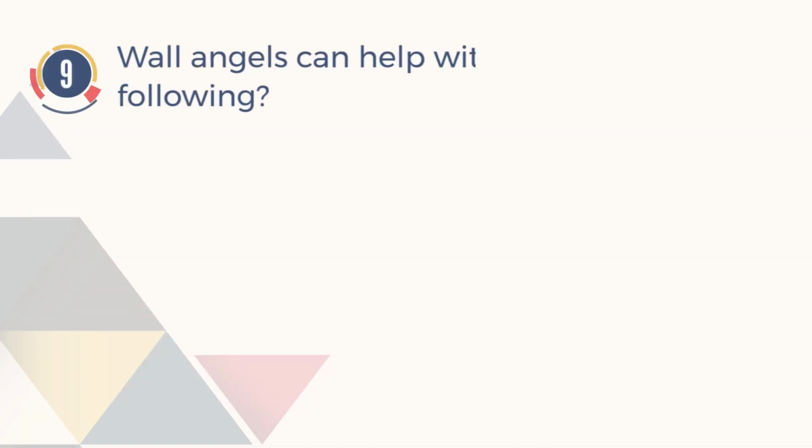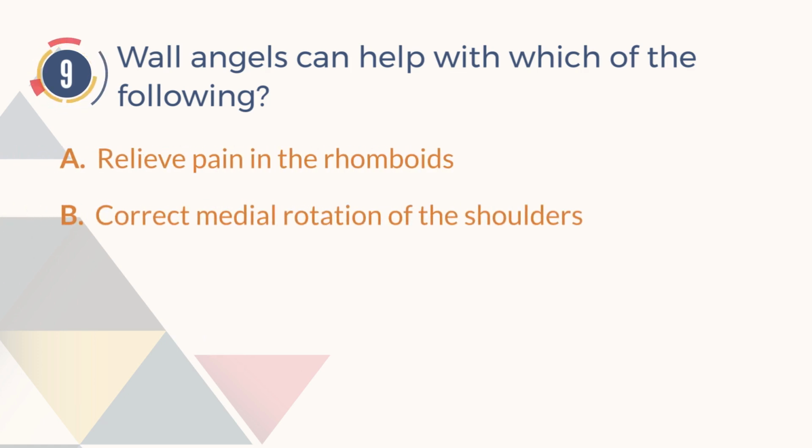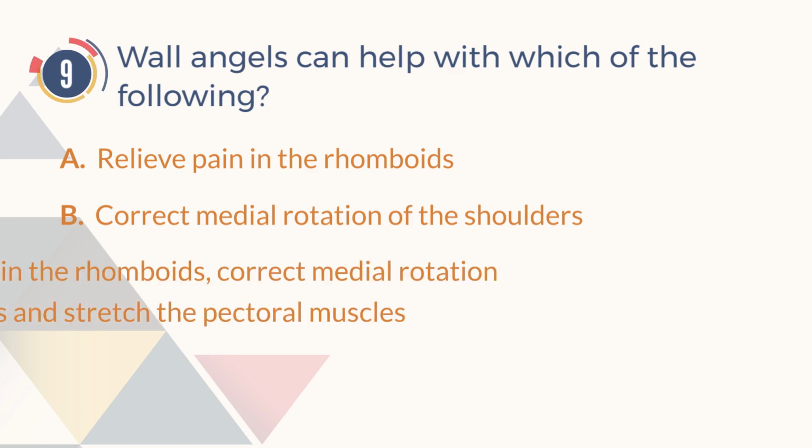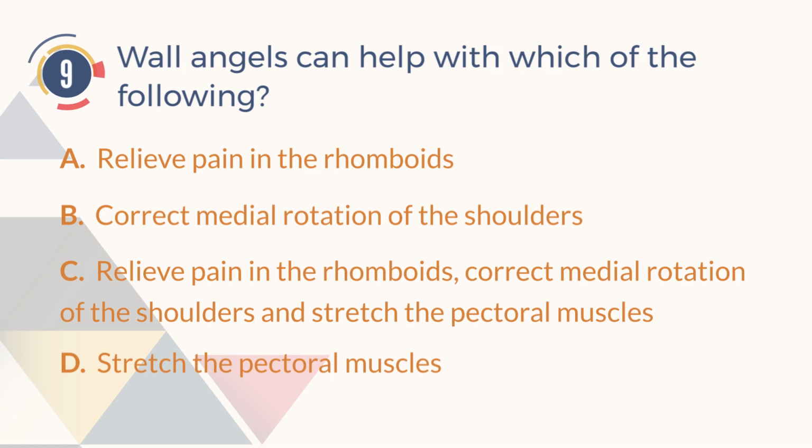Number 9. Wall angels can help with which of the following? A. Relieve pain in the rhomboids. B. Correct medial rotation of the shoulders. C. Relieve pain in the rhomboids, correct medial rotation of the shoulders, and stretch the pectoral muscles. D. Stretch the pectoral muscles. The answer is C. Relieve pain in the rhomboids, correct medial rotation of the shoulders, and stretch the pectoral muscles.